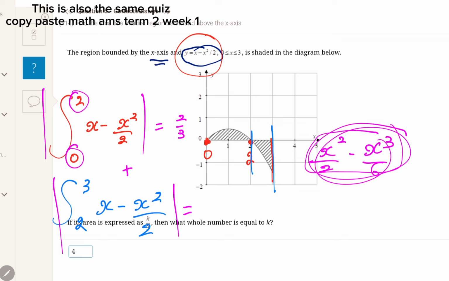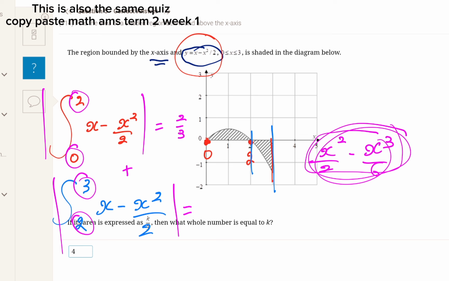Plus, if I do it over here now, if I substitute 3 and then substitute 2, it's going to be 3 to the power of 2 over 2 minus 3 to the power of 3 over 6. And then I close my brackets. Don't forget to close your brackets, okay? What do I do now? I subtract it from 2 to the power of 2 over 2 minus 2 to the power of 3 over 6. And I close my bracket.